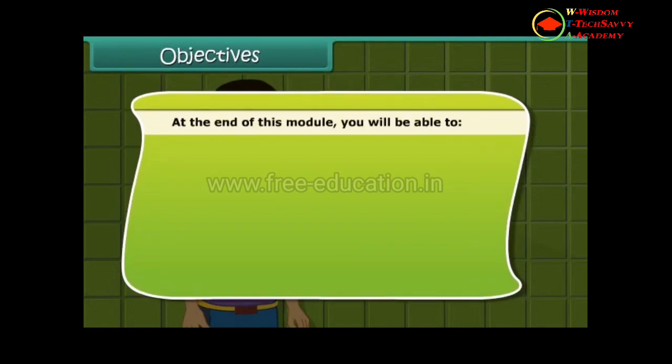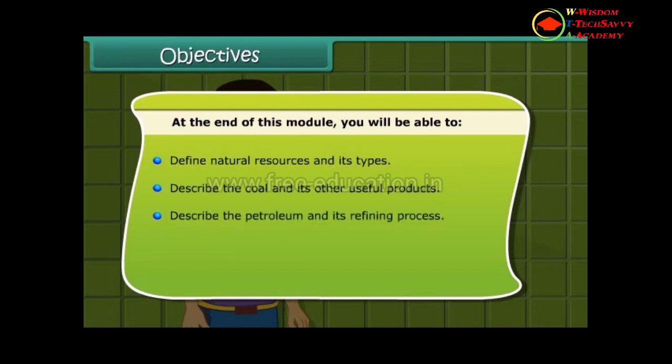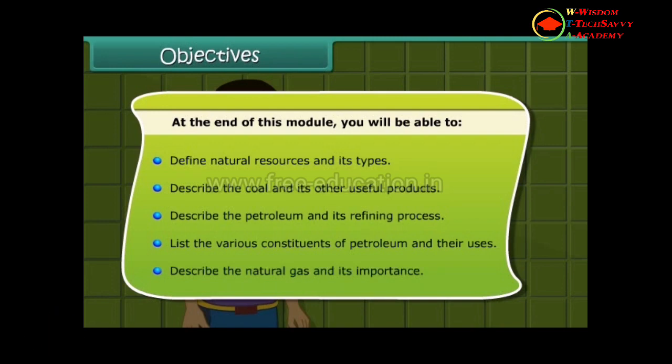At the end of this module, you'll be able to define natural resources and their types, describe coal and its other useful products, describe petroleum and its refining process, list the various constituents of petroleum and their uses, describe the natural gas and its importance.